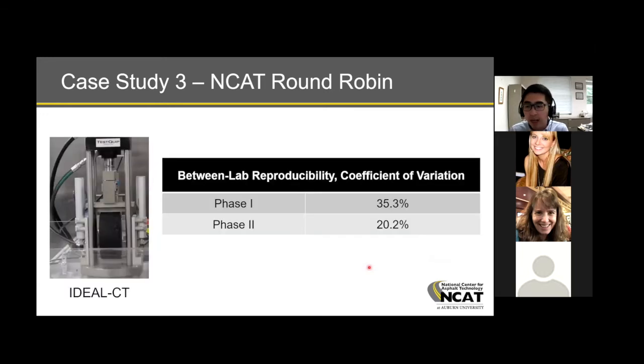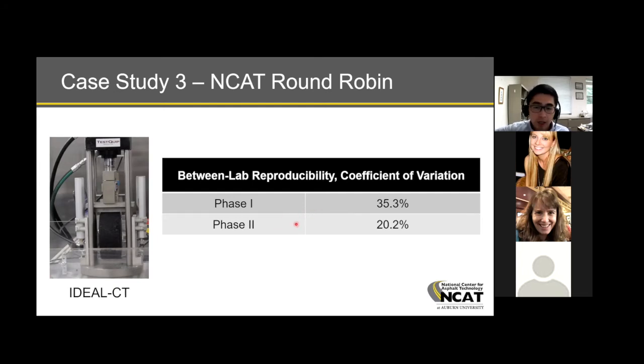So here's the ideal CT data we got based on all the results we collected. We did a calculation on the between lab reproducibility estimate, and these are the 2 numbers we got for the coefficient of variation. For the phase 1 study, the COV number was 35.3% for ideal CT.